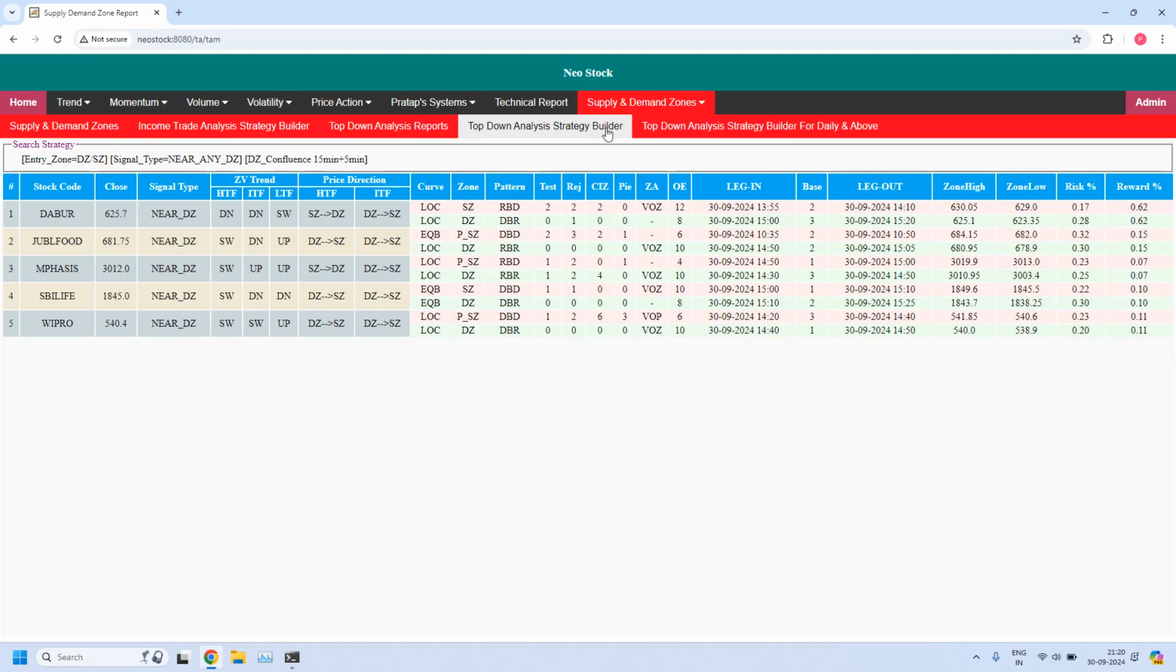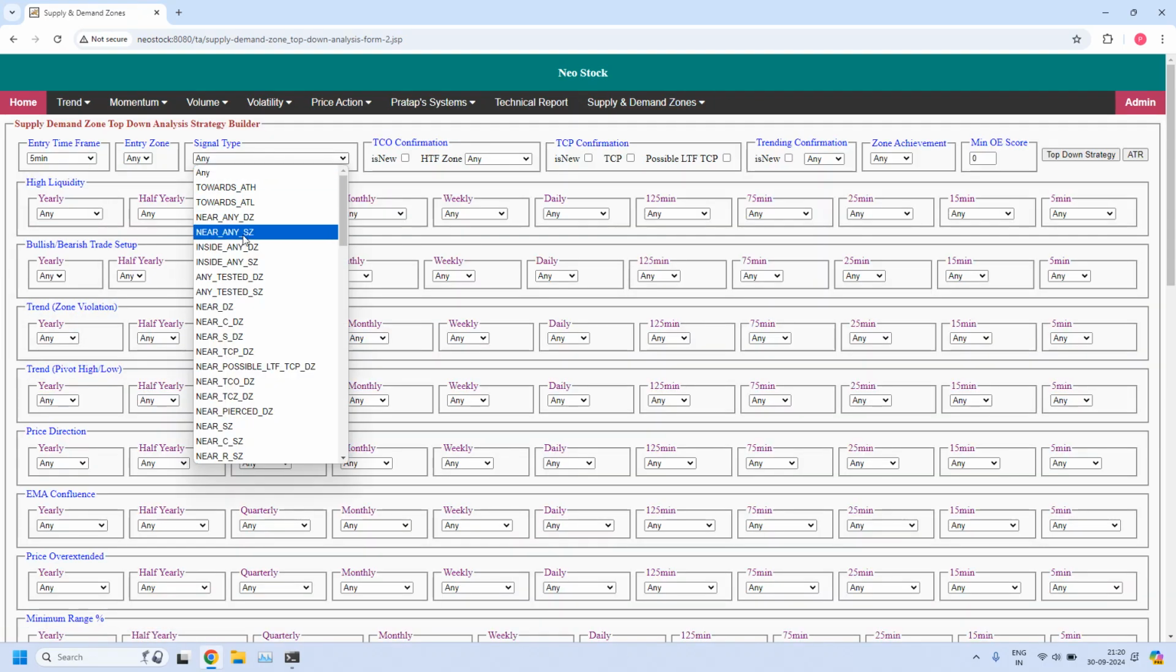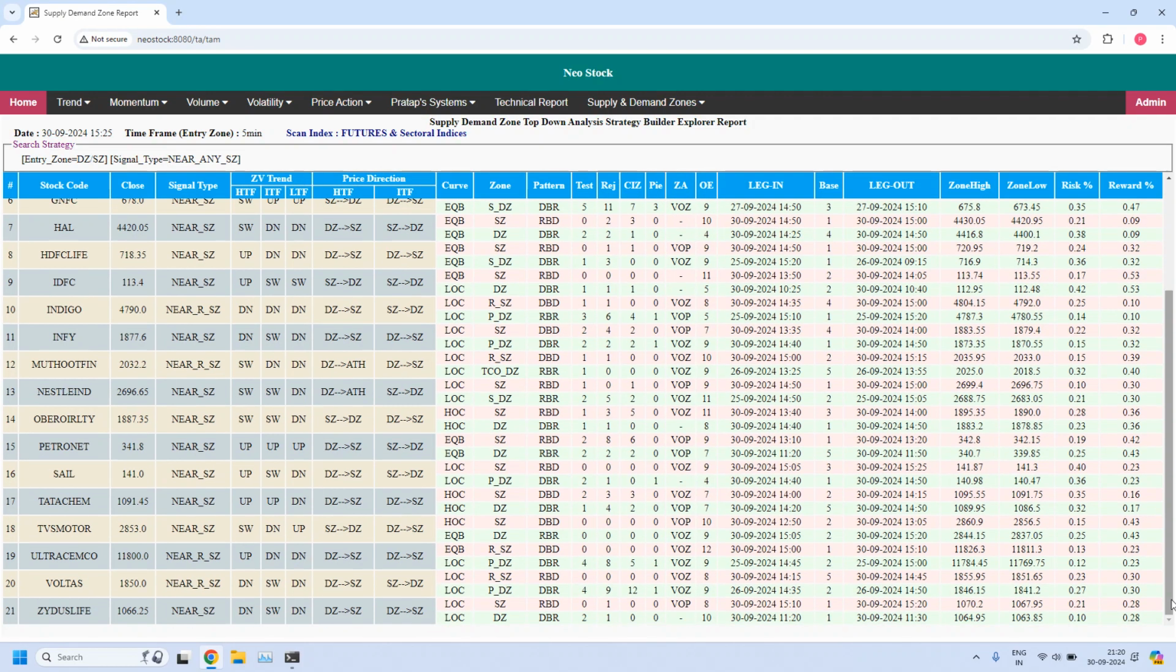Okay, in the next report, for 5 minutes time frame, let us find the stocks near 5 minutes supply zone. Oh, we got a very big list. Let me scroll the list down. Total 21 stocks are filtered. Let's verify out of these 21, how many are having ITF confluence.